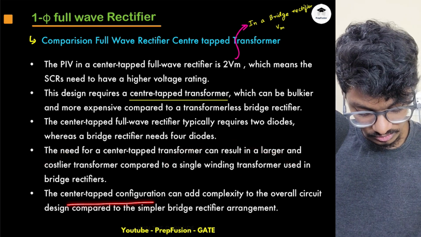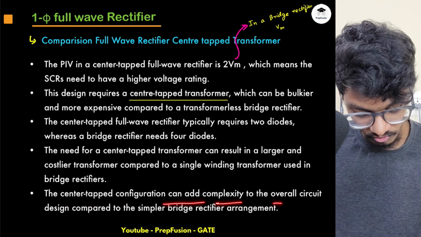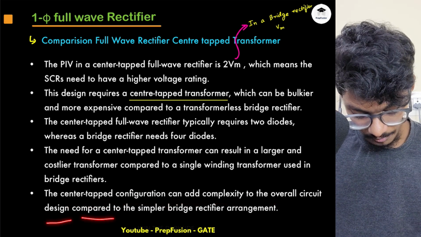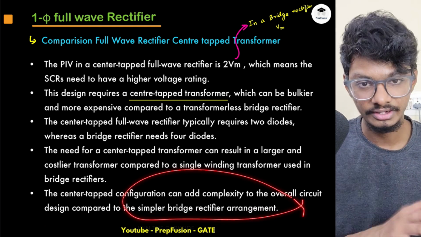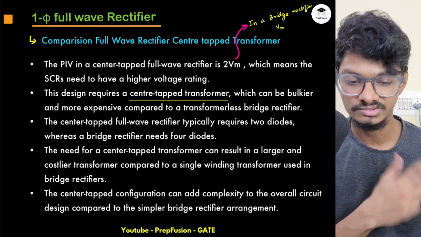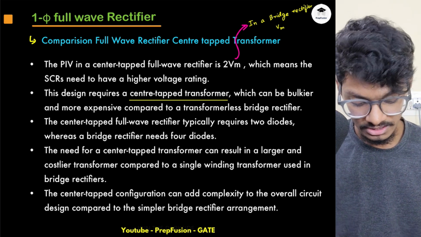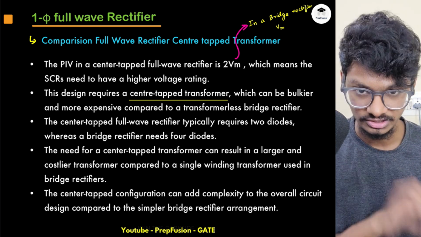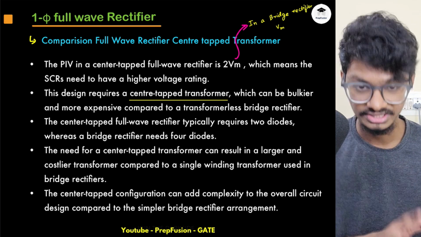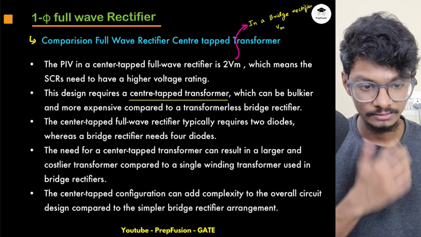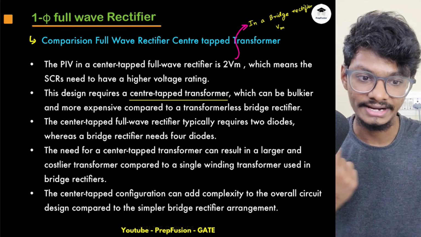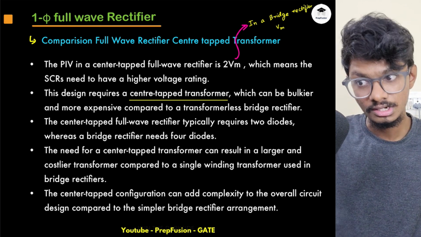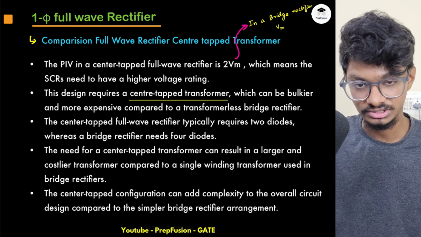The center tap transformer can add complexity to the overall circuit design compared to the simpler bridge rectifier arrangement. So generally we use bridge rectifiers only. We don't use center tap transformers, except in some special cases. So this is the comparison between the center tap transformer and bridge rectifier designs, right? So it has overall 2 configurations. I will not explain the center tap transformer here because that has already been explained in the prerequisite part with the diodes.